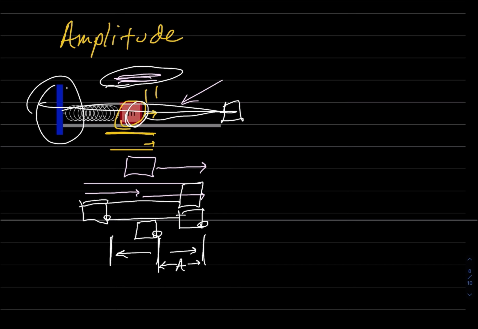Well, let's think about it for a minute. If you pull the mass out farther, it's got farther to go all the way back to equilibrium and to compressed and then back and all the way out to that extreme again, one cycle. So that would suggest it's going to take more time for one cycle.